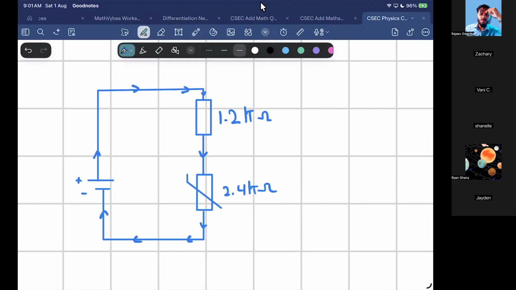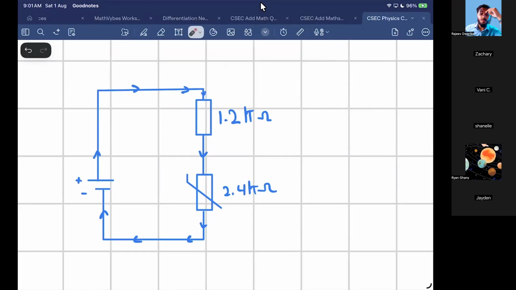So if it's a series circuit, is the current through each component going to be different, or is it going to be the same amount of current flowing through every single component? It'll be the same. Exactly. Guys, Zachary, Vani, Chanel, Ryan, Kestrel, can you all see that it's the exact same amount of current flowing through every single component since it never splits? Yes, sir. Cool. It never splits. So it's the same amount of current flowing through each component.